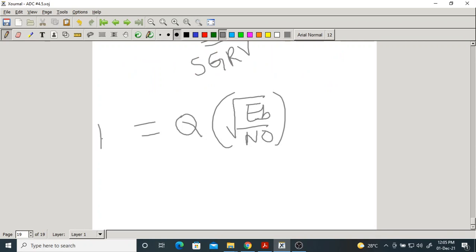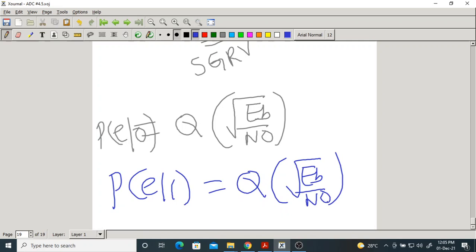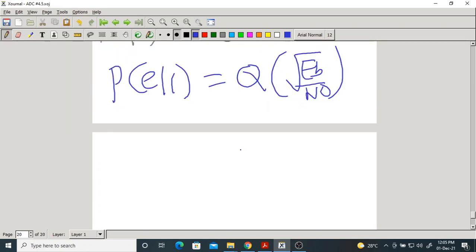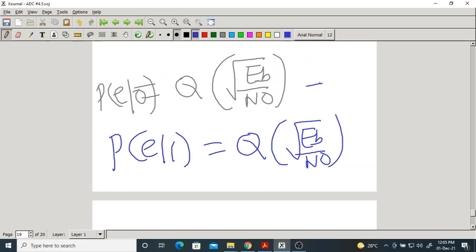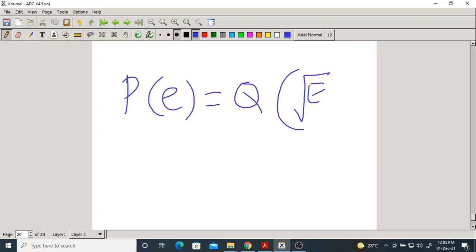This is the probability of error given 0, by symmetry. What about the other probability? It is also the same: the probability of error given 1 is also Q of root Eb by N naught. So what is the overall probability? From the total probability theorem, this probability plus this probability, divided by 2. Obviously they are the same. So the probability of error is simply Q of root Eb by N naught.